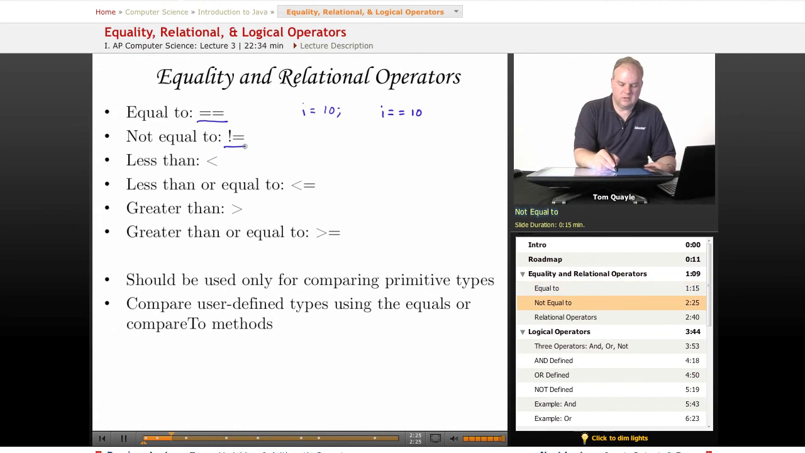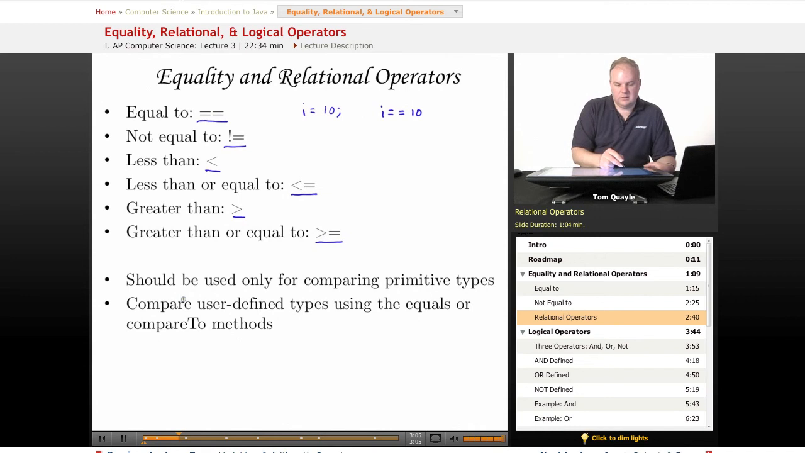Not equal to is the exclamation point followed by the equal sign with no space in between. This is determining if the values on the left and right side of the operator are not equal to one another. Then we have the relational operators less than, less than or equal to, greater than, and greater than or equal to. Whenever you have two characters in an operation, it's important not to put any blank space between them or they will not work correctly and you'll likely get a syntax error in the Java editor.